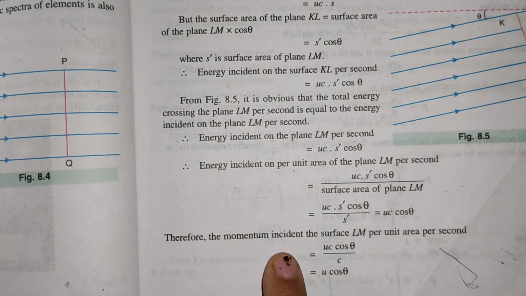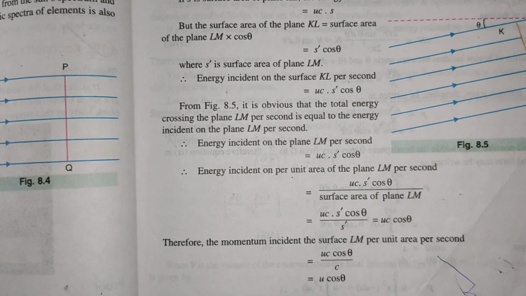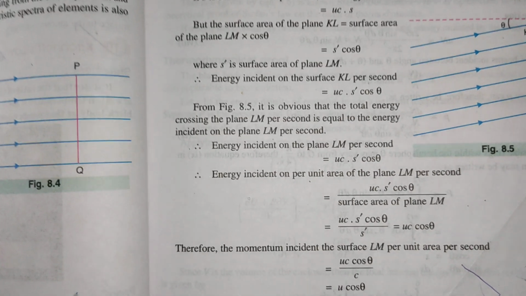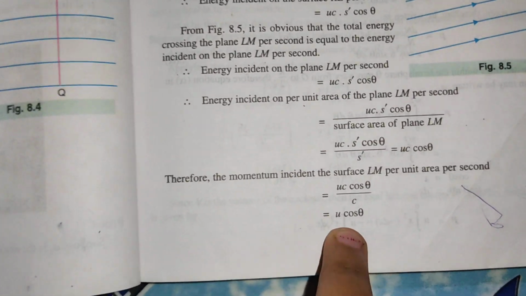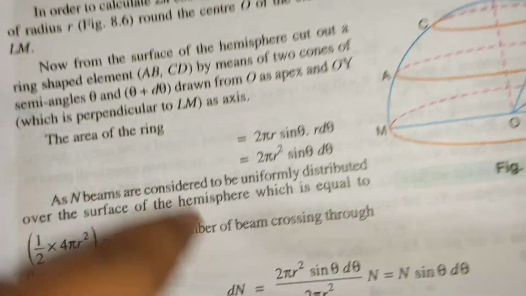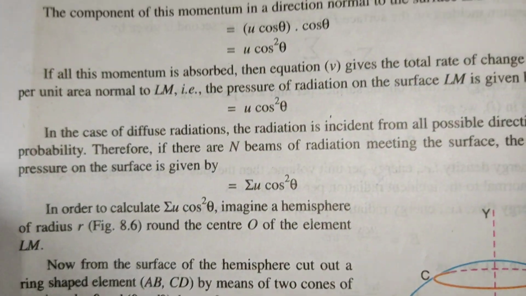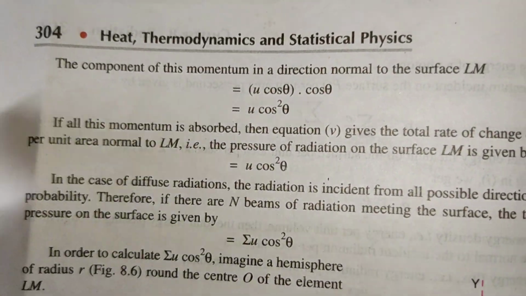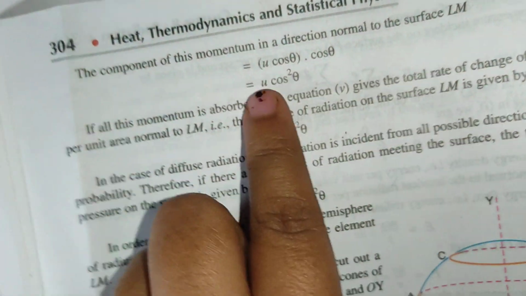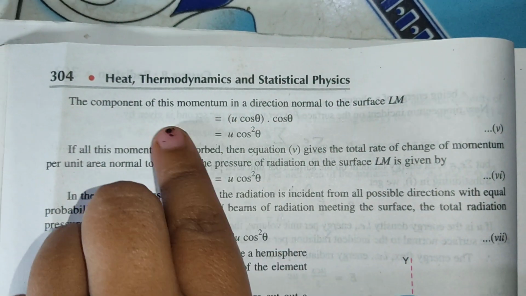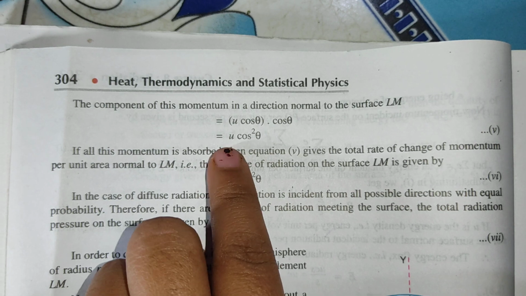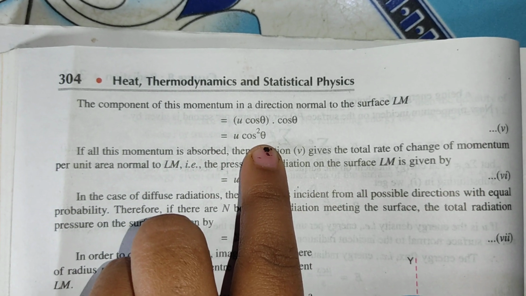Therefore, the momentum incident on the surface LM per unit area per second is UC into cos theta divided by C, so we get U into cos theta. Now, we will consider a hemisphere, but later on. The component of this momentum in a direction normal to the surface LM is U into cos theta into cos theta, which is equal to U into cos square theta.